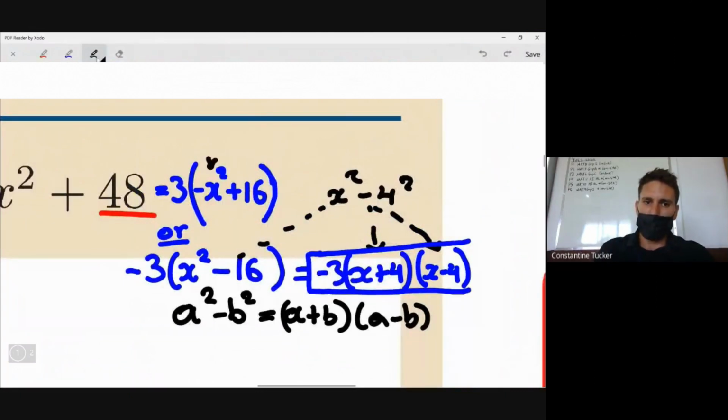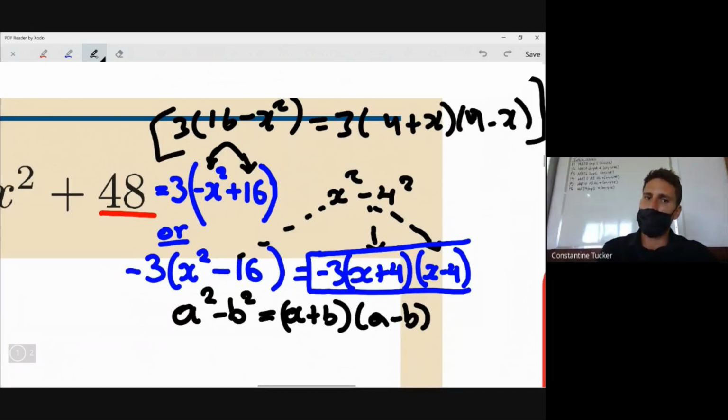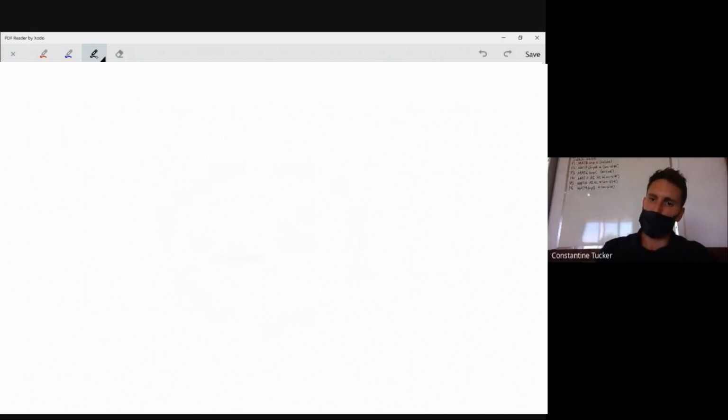I would say you need to swap these 2 around and rewrite it as 3 brackets 16 minus x squared. And then you would have to factorize it as 3 brackets 4 minus x times 4 plus x. I wouldn't recommend this, so better avoid this method. And this we'll call the method. The method is better, so try to use this method.